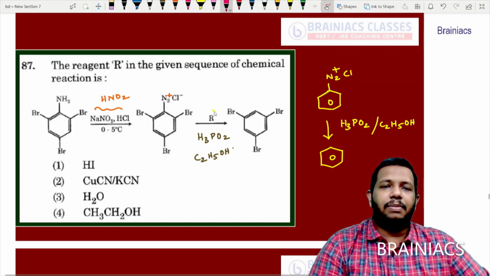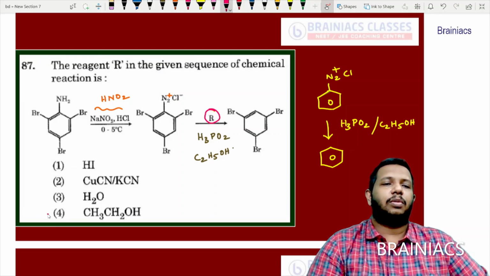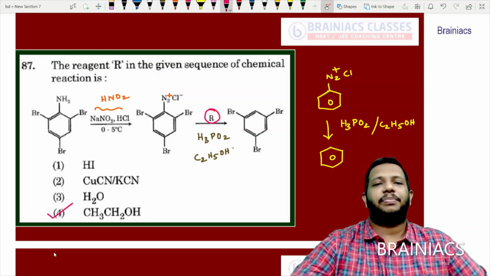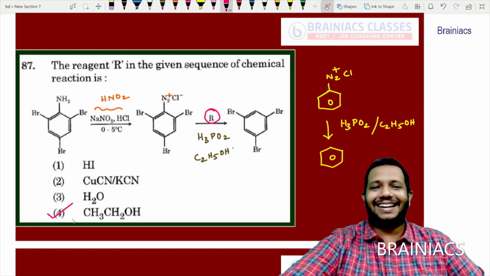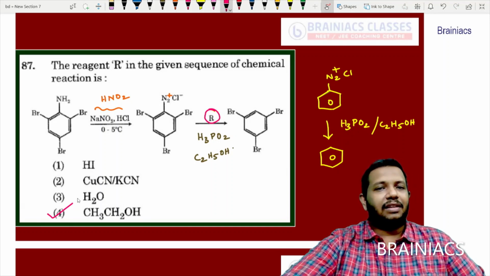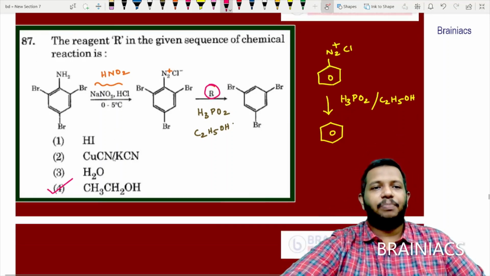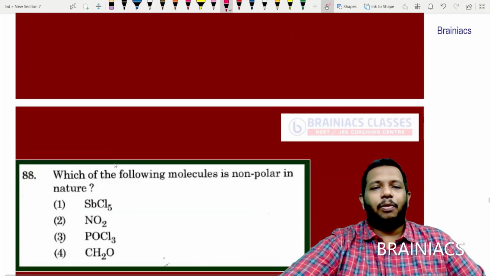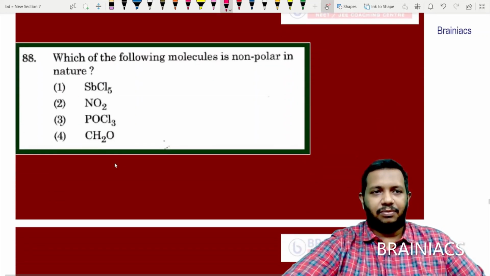We know that it can be either H3PO2 or ethanol. In this question they have given ethanol, so option 4 is the correct answer. I hope all of you are getting it clear, right? It's a very easy question paper this time for chemistry, and everything we have discussed in our theory lectures as well as our revision papers. So don't worry. I hope all of you are getting very good marks this time for chemistry.